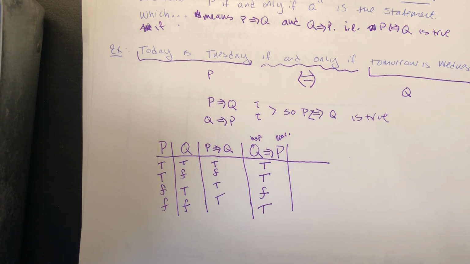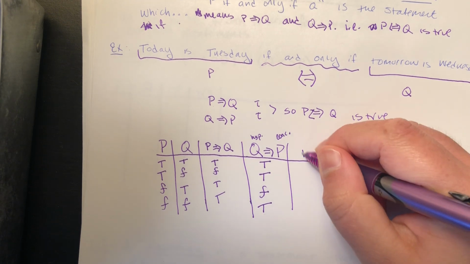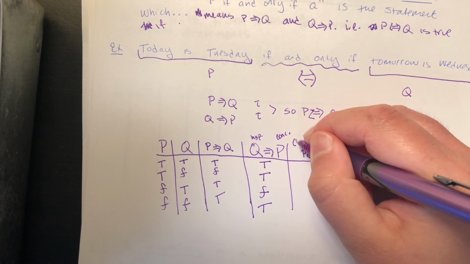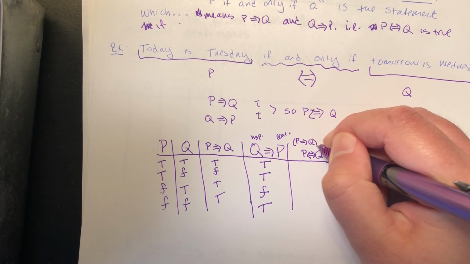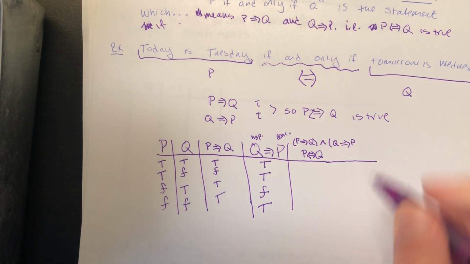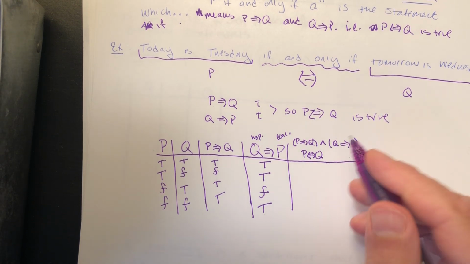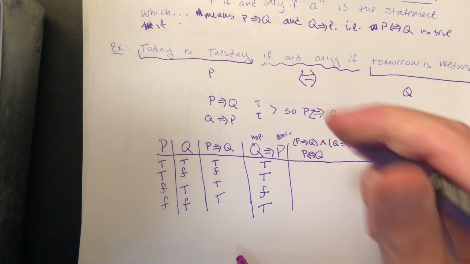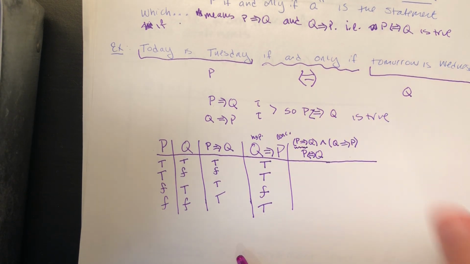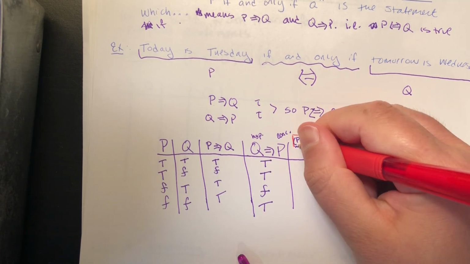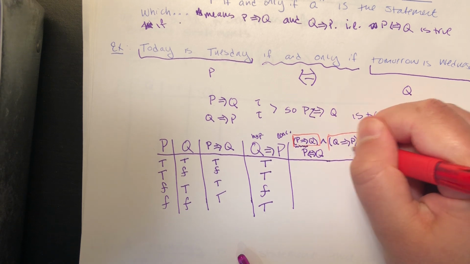All right, and finally, we can build up to P if and only if Q, which is really just saying P implies Q and Q implies P. Right, that's how we've defined this biconditional. So this is an AND statement where the first part is P implies Q, and the second part is Q implies P.